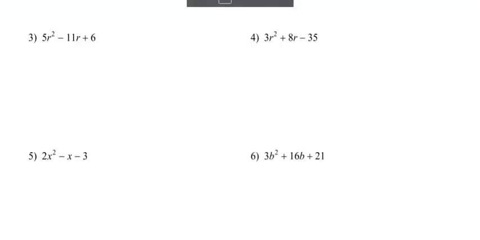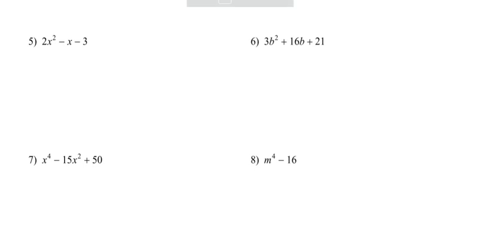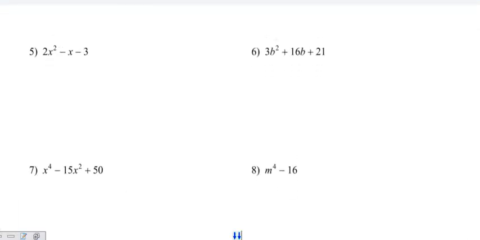5 and 6 are these same types of problems. In number 5, I'm going to take the lead coefficient 2 and I'll multiply it times the last term. That's going to give me negative 6. I'll write down my 2 parentheses. x squared breaks down into x times x. I'm looking for 2 numbers that multiply to a negative 6 that will subtract and give me negative 1.